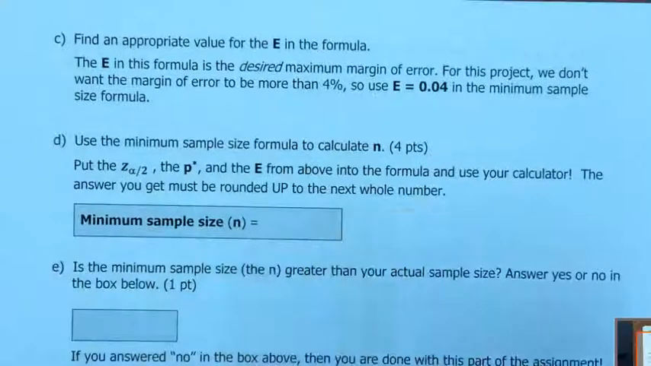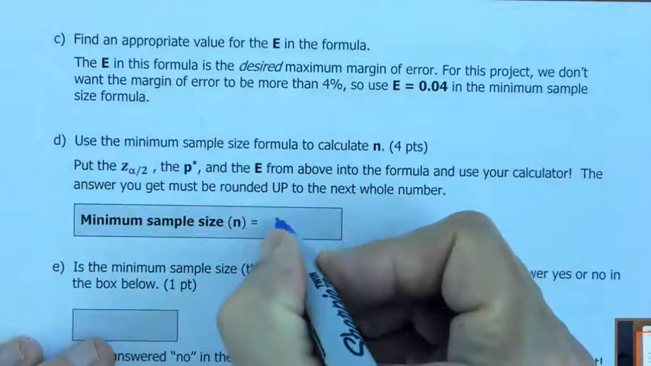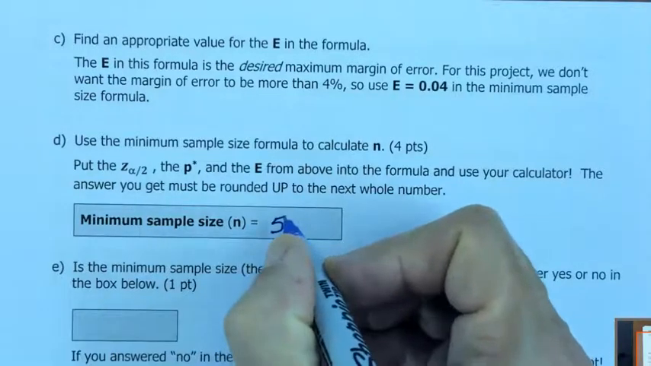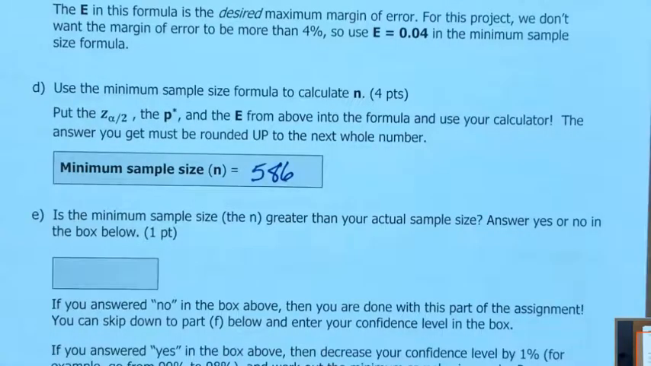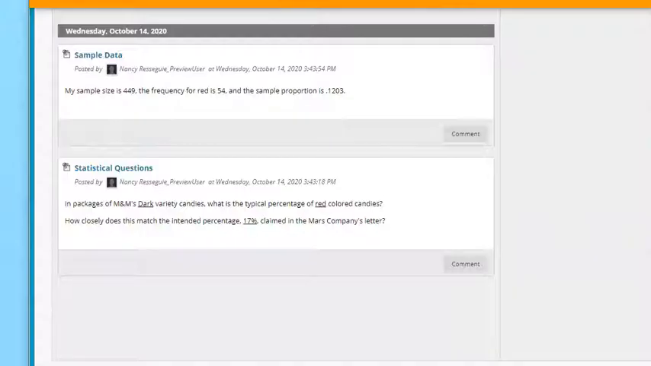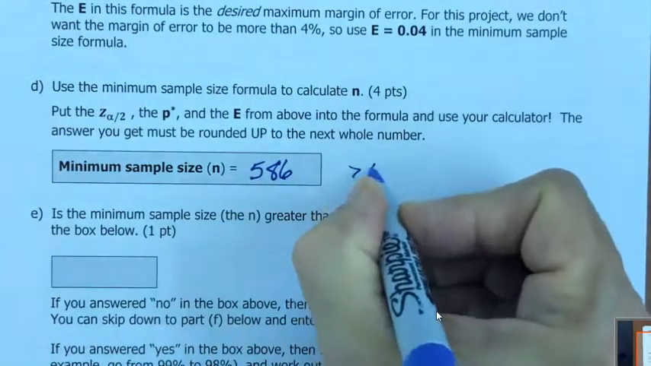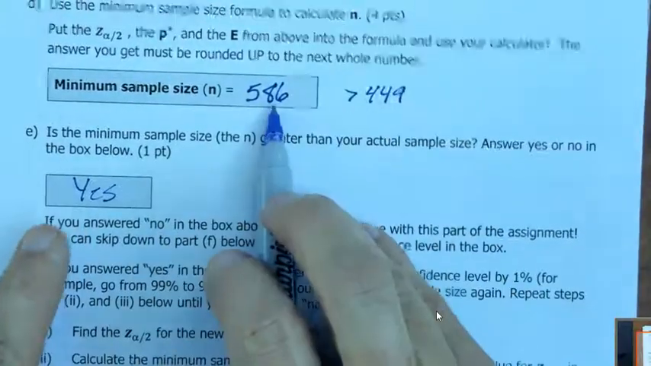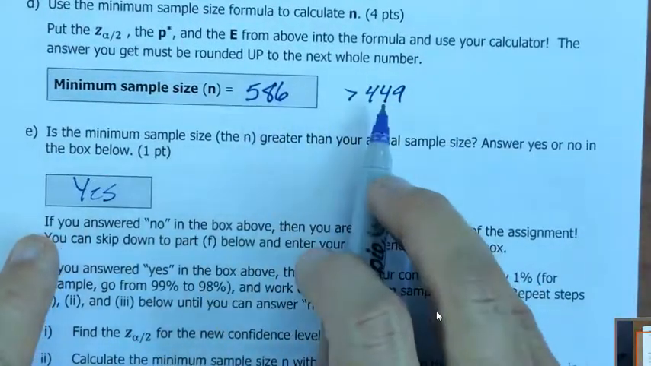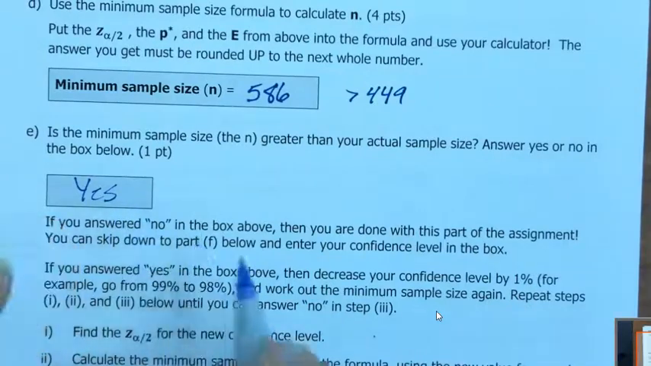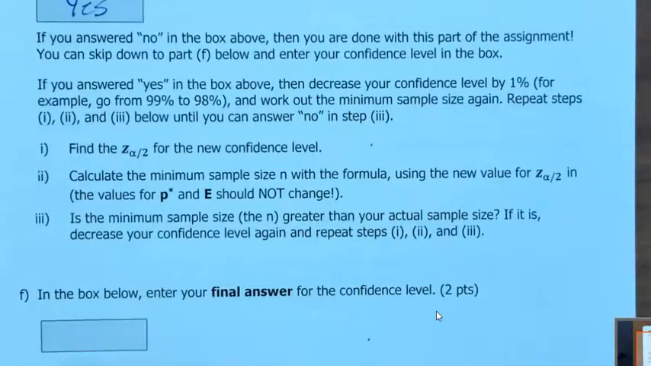Now I'm back here. I'm going to put in the answer that I just got from my minimum sample size, which was 586. Now here's the real test. Is that minimum sample size greater than my actual sample size? If I go back to my blog post, I can see that my actual sample size was 449. So the answer is yes, this is greater than 449. Now, if it had been smaller than 449, then I could have put a no here, and in that case I could have skipped down to here.